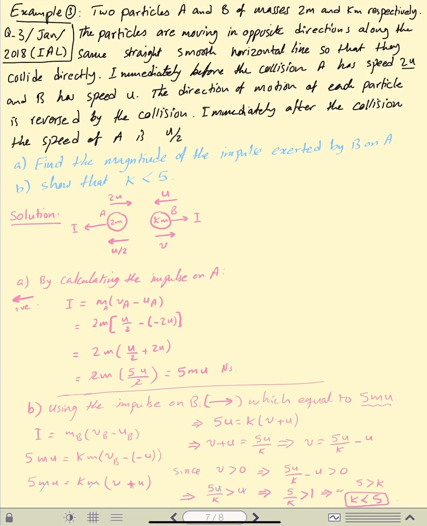Is reversed by the collision. Immediately after the collision, the speed of A is u over 2. Part A: find the magnitude of the impulse exerted by B on A. Part B, look how the way they ask sometimes: show that k is less than 5.